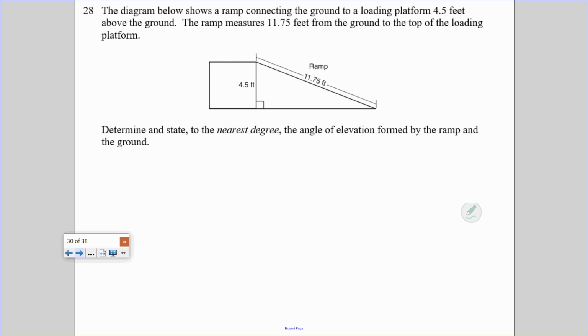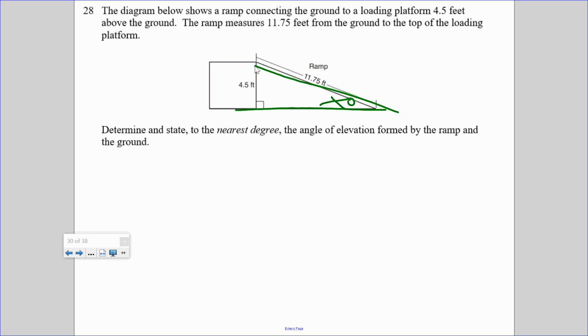Knew I'd see it. The diagram below shows a ramp connecting the ground to a loading platform 4.5 feet above the ground. That's fantastic. The ramp measures 11.75 feet from the ground to the top of the loading platform. All right, I have a picture. Determine and state, to the nearest degree, the angle of elevation formed by the ramp and the ground. Here's the ramp. Here's the ground. It wants this angle. It's a right triangle.